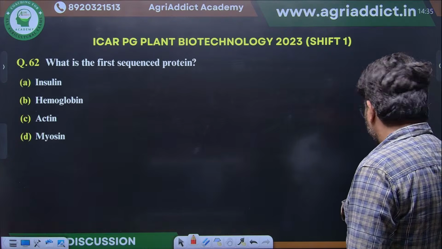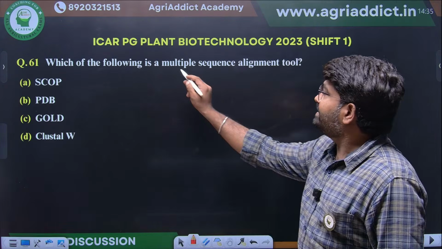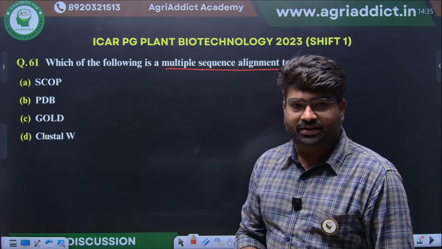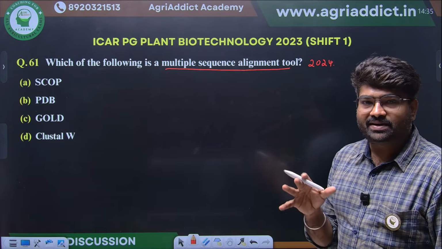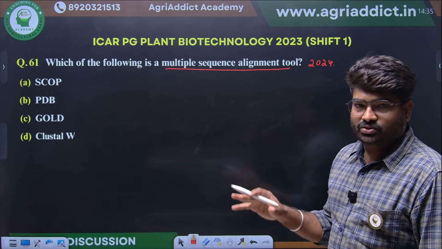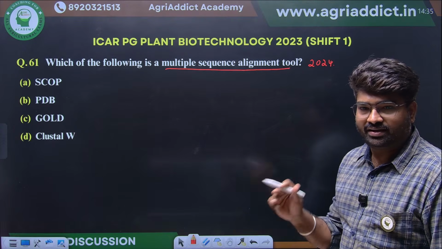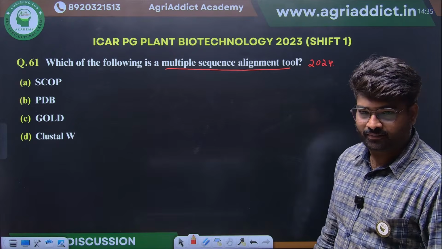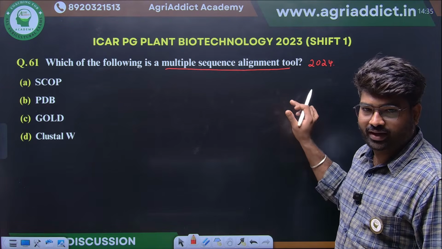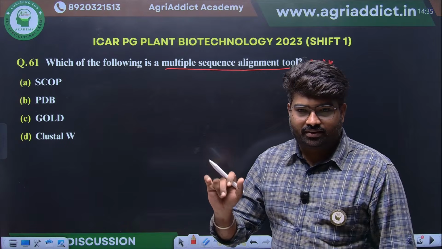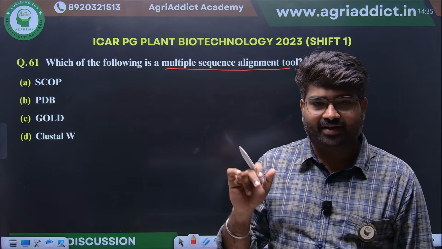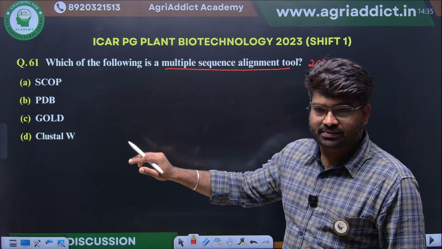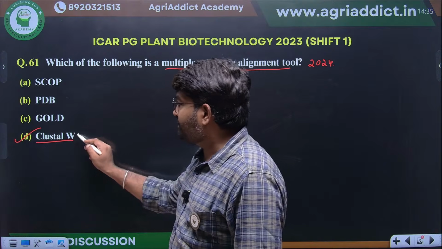First question. Which of the following is a multiple sequence alignment tool? They asked this in 2024 also, and they asked a match the following. Is it Scope, PubMed, PDB, or ClustalW? Any guesses? Yes, ClustalW, excellent.